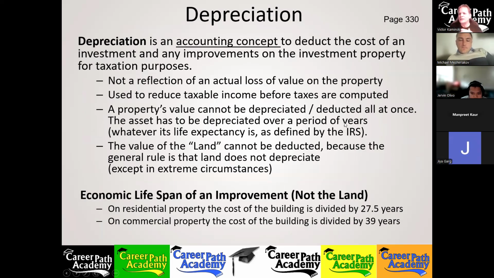Depreciation, we learned so far, is a loss of value due to any cause or condition, right? But depreciation is also an accounting concept. Right now we're talking about all kinds of investor lingo. So depreciation is an accounting concept to deduct the cost of an investment and any improvements on that investment for taxation purposes.